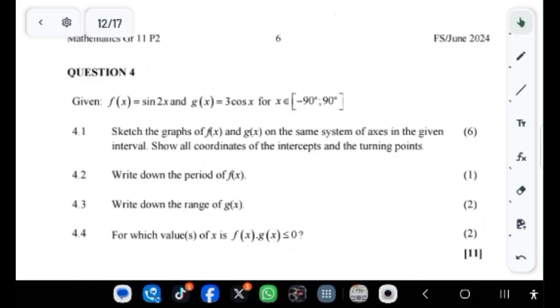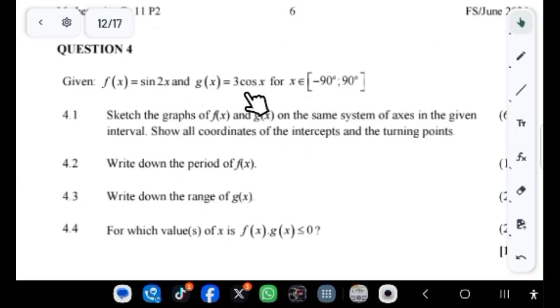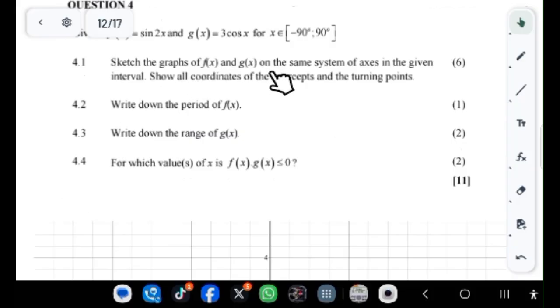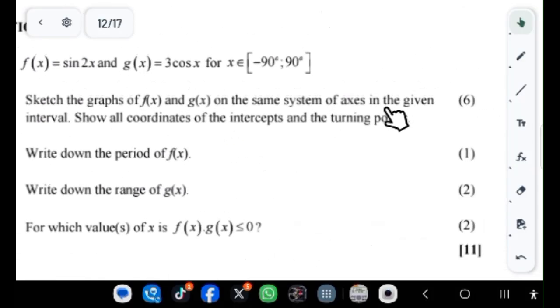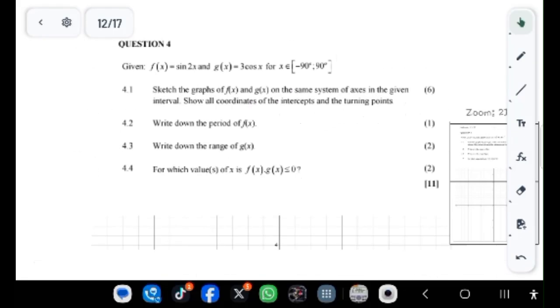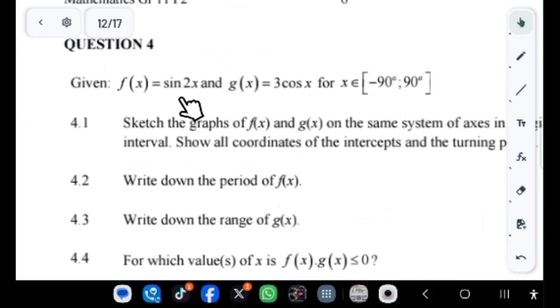Question number 4. Given f of x equals sine of 2x and g of x equals 3 cos of x, for x an element of negative 90 degrees to 90 degrees. Sketch the graphs of f of x and g of x on the same system of axes in the given interval. Show all coordinates, intercepts and turning points. Okay, let's start with the graph of f.